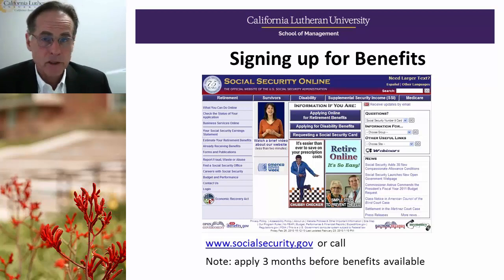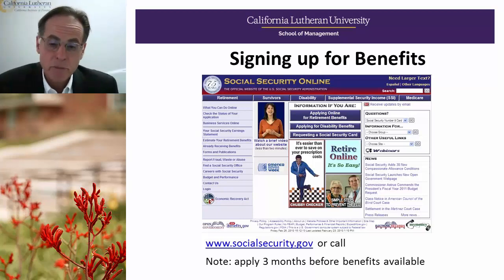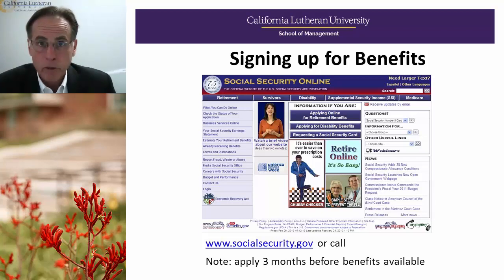Signing up for benefits can be easily accomplished, and you can go to Social Security online. You could be helping a client with this. You could be applying for yourself. Note that you should apply 3 months prior to when you're looking for the benefits. They're very helpful, although some of those phone calls you can be sitting there for a while waiting for someone to pick up. But every time I've called, it's been very helpful.